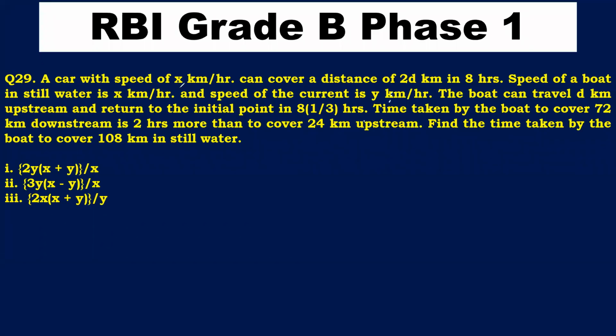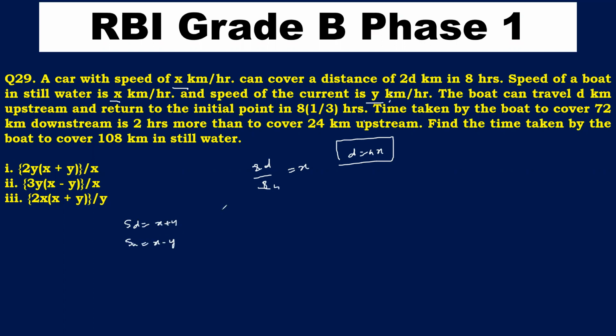A car with speed x can cover a distance of 2d in 8 hours. So distance upon time should be equal to speed, so d will be equal to 4x. Now the boat has speed x in still water and the speed of the current is y. That means downstream speed will be x plus y, upstream speed will be x minus y.